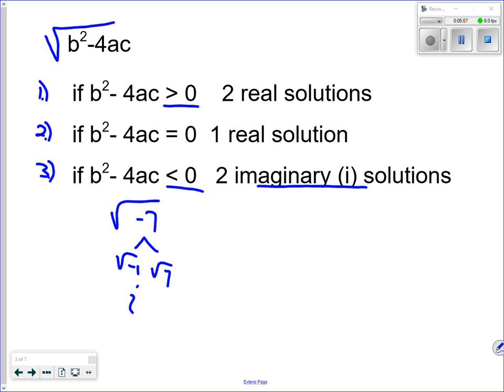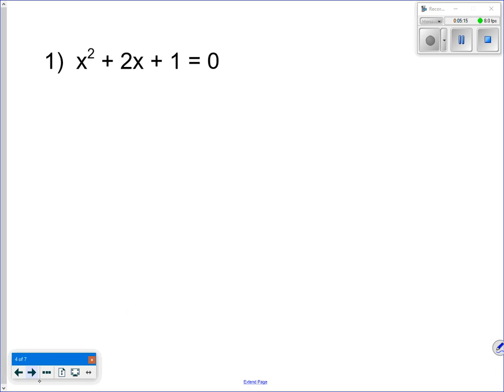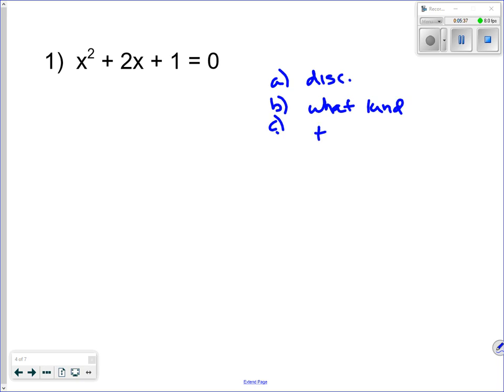Okay, so everybody put this on pause. Make sure you have these 3 possibilities in your notes. Okay, now we're just going to go through a few of them. x squared plus 2x plus 1 equals 0. We want to find the discriminant and then answer what kind and how many. So what is the discriminant? This is like an A, B, C answer. What is the discriminant? What kind? And how many? This is all that you're going to be answering on your worksheet for today.